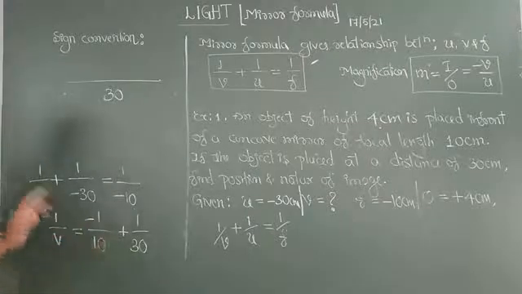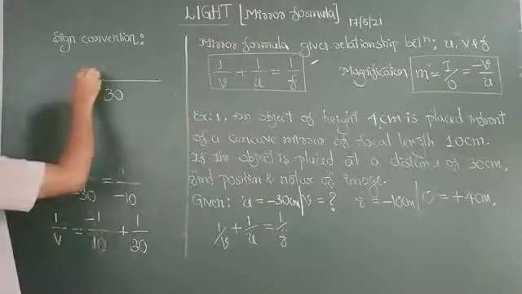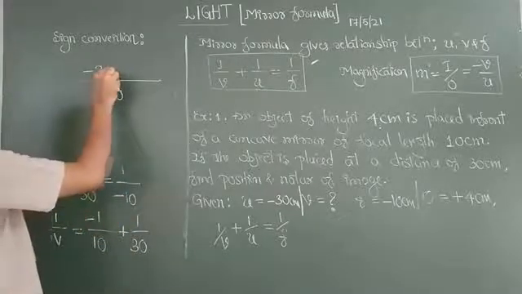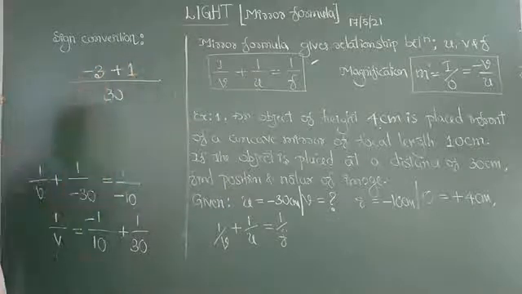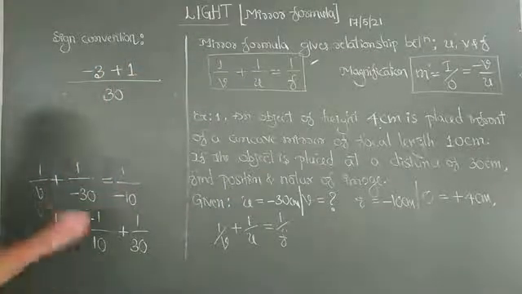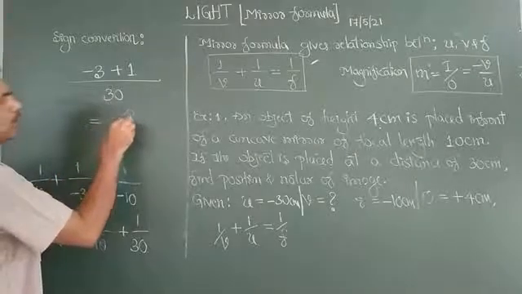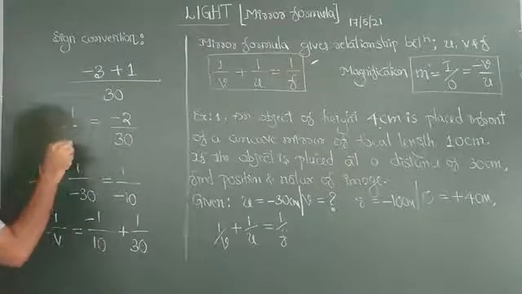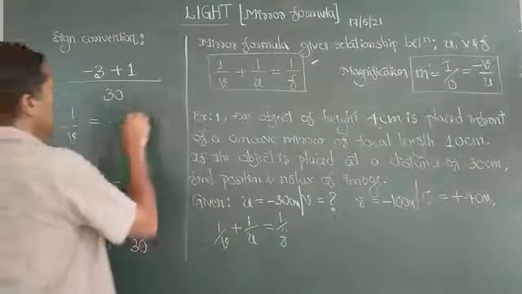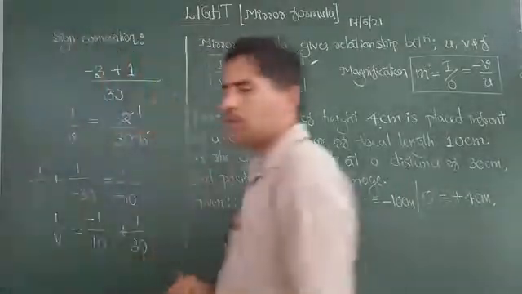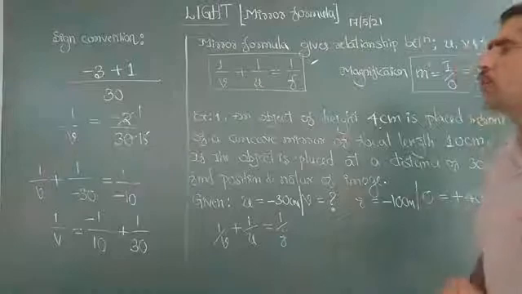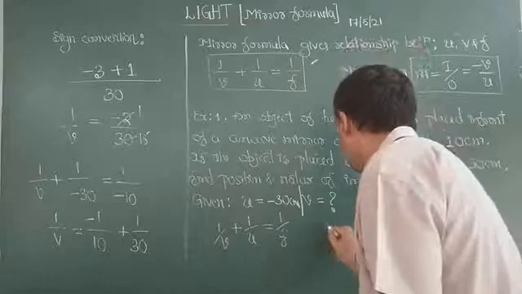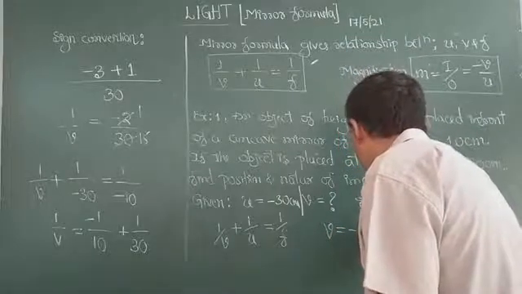10 3s are 30. So minus 1 into 3 became minus 3. Then 5 6s are 30. So it becomes plus 1. Okay. So now minus 3 plus 1 becomes minus 2. Minus 2 by 30 I have got. What is this I have got? That is 1 by v. Minus 2 by 30 means it's minus 1 by 15. So I have got v equal to minus 15 centimeter. Now I got the answer. v equal to minus 15 centimeter.